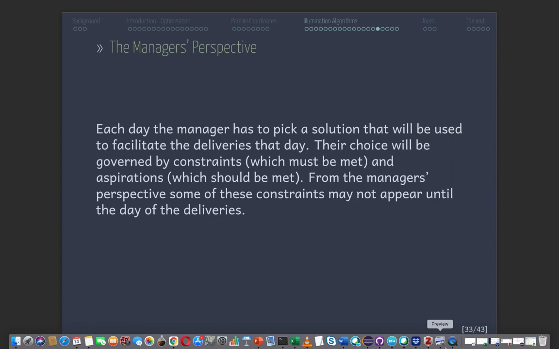But let's think of this from the perspective of the manager, the domain expert, the user, the person who uses the output of our optimization. Each day, the manager has to pick a solution that will be used that day. The choice will be governed by constraints, things that must be met, and aspirations, things which should be met. From the manager's perspective, some of these constraints may not appear until the day of the deliveries. They may appear very much at the last minute. There may be a sudden change in the weather. There may be a sudden non-availability of staff. There may be a sudden non-availability of vehicles.